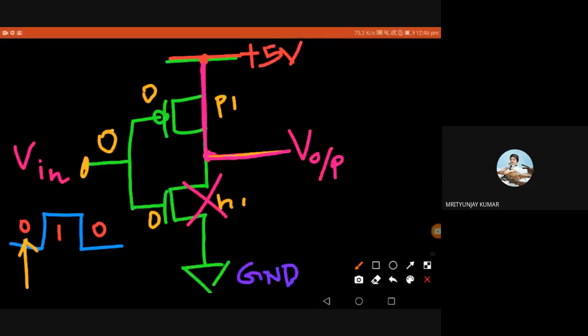So I'll draw the input-output truth table. We have seen that when input is zero, output is high voltage, or I call it input is zero, output is one. Now the second condition. Let's take the second condition. What is the second condition?